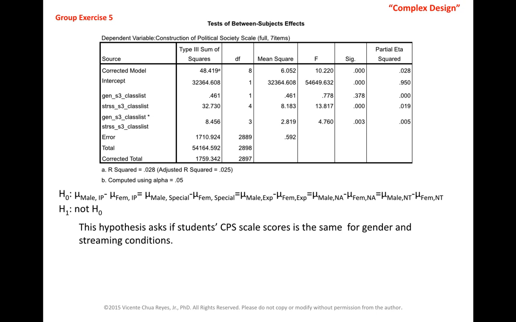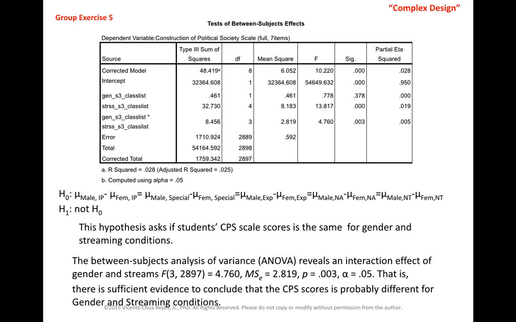You've done this in 4 exercises previously. We're now in group exercise 5. What do you think will be the result of the test of hypothesis by looking at the table alone? The hypothesis asks if students' CPS scale scores are the same for gender and streaming conditions. The between subjects analysis of variance reveals an interaction effect of gender and streams. So what we're going to look at now is the row for gender times streams. Gender is represented as gen underscore S3, and streams is represented by STRSS underscore S3.